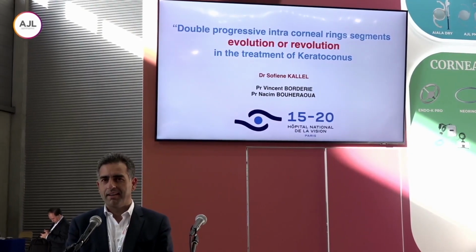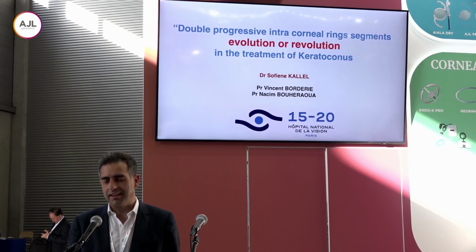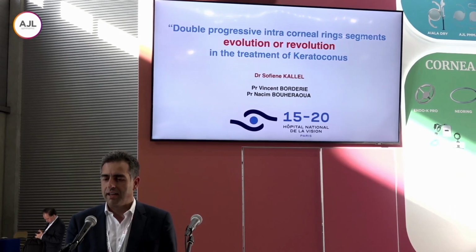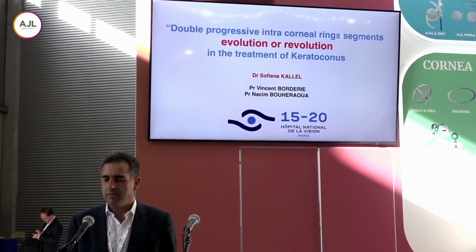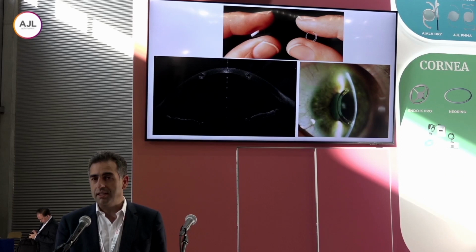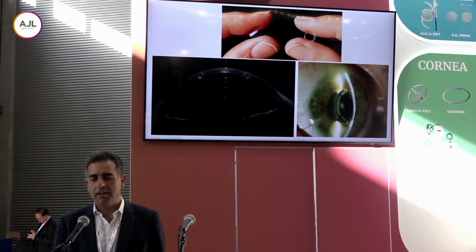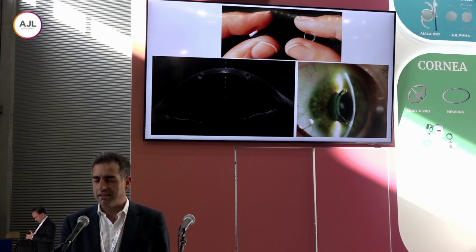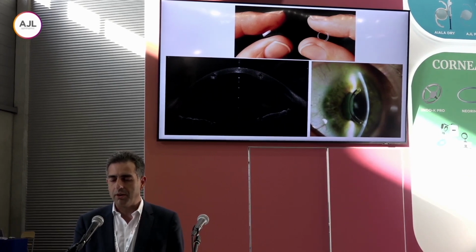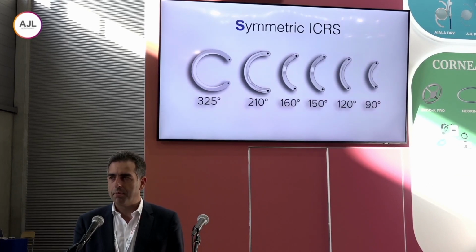Okay. Hi everybody. Thank you for the invitation. Today I have the honor to speak about the evolution or the revolution of the new intracorneal ring segment with the double progressive in the treatment of keratoconus. So as you know, intracorneal ring segments are devices with almost the shape and the thickness of rigid contact lenses, and this is how it looks like in the eye with an OCT image.